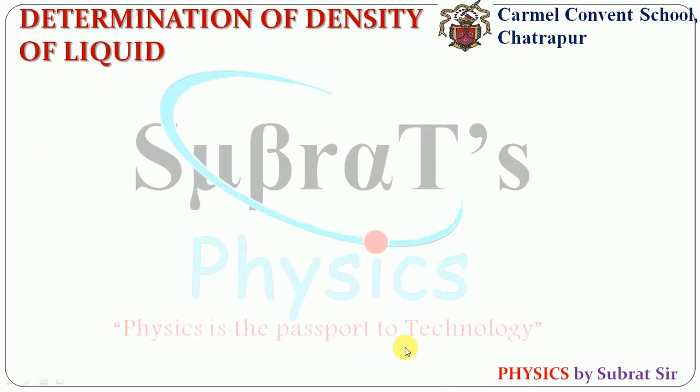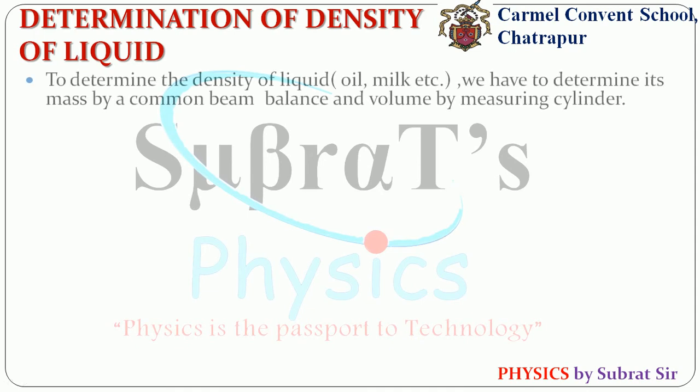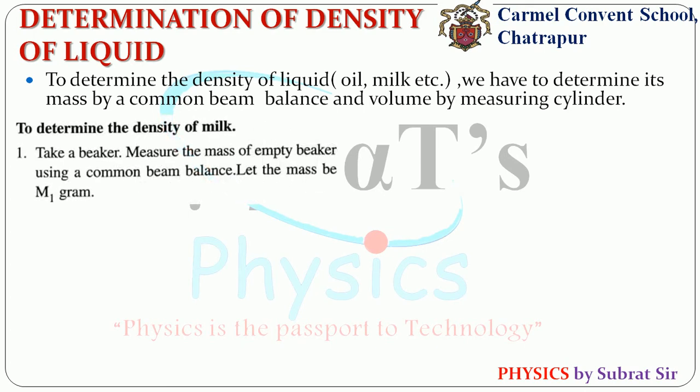Then we have the determination of density of a liquid. To determine the density of a liquid like oil and milk, we have to determine the mass by using a common beam balance, and volume by using the measuring cylinder. Suppose you want to determine the density of milk. The first step is to take a beaker and measure the mass of the empty beaker using the common beam balance, and let the mass be m1 grams.